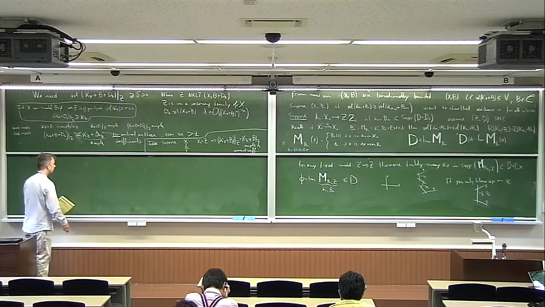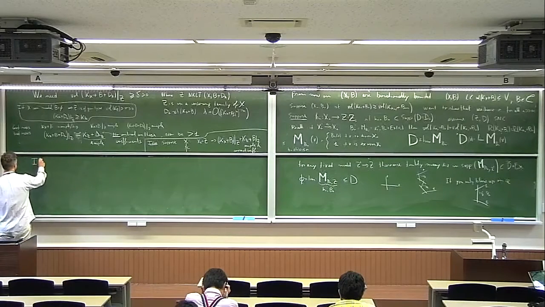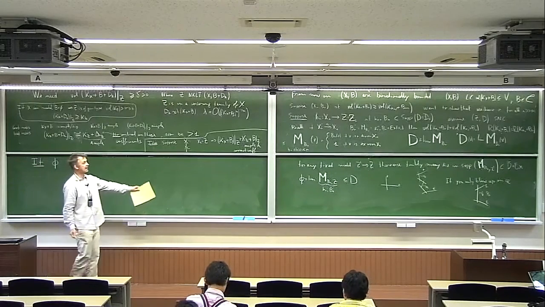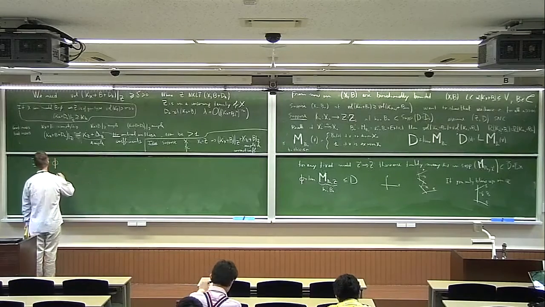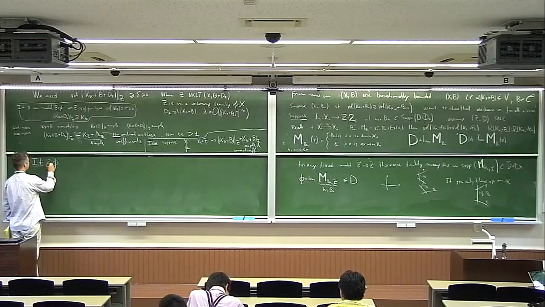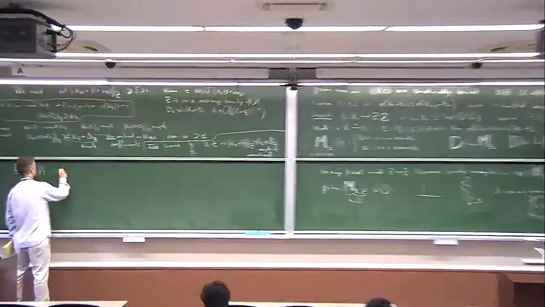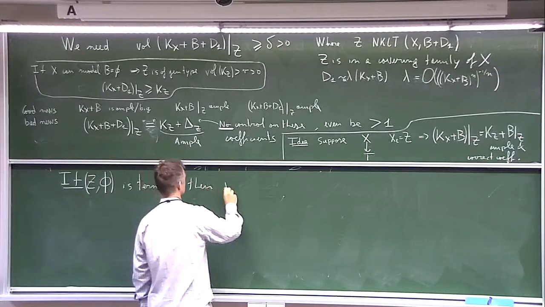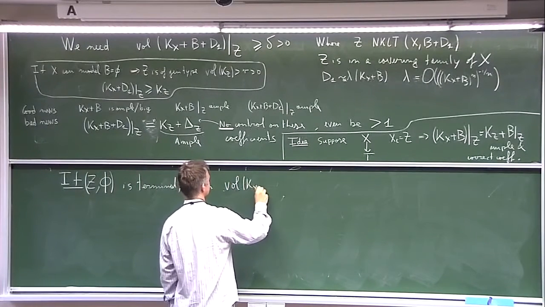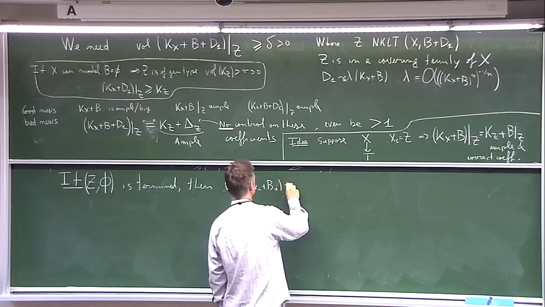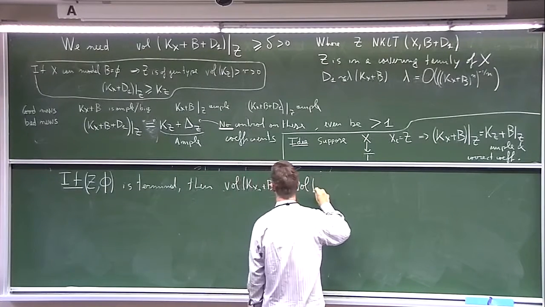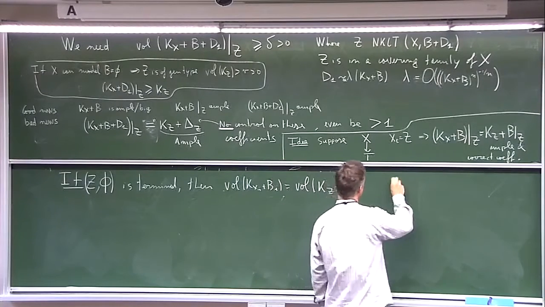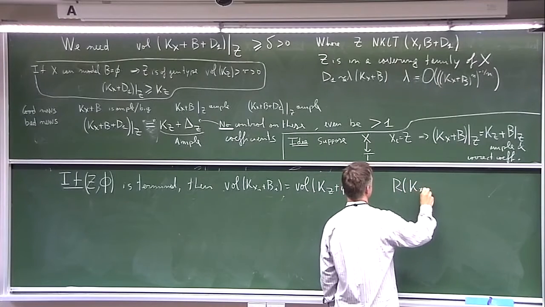Here we go. So let me show you the first easy case. If phi, this divisor that I've defined on Z, so if the pair (Z, phi) is in fact terminal, then the volume of K_{X_i} plus B_i is equal to the volume of K_Z plus phi, and in fact I should say the canonical rings are the same.